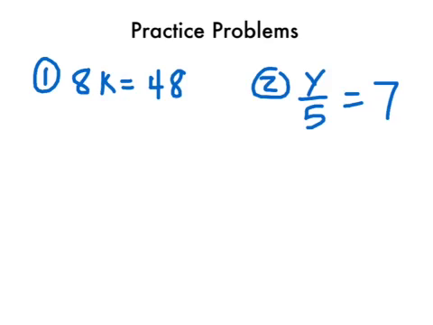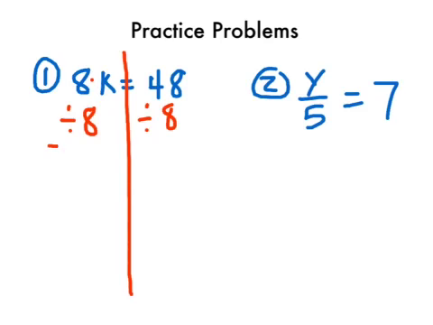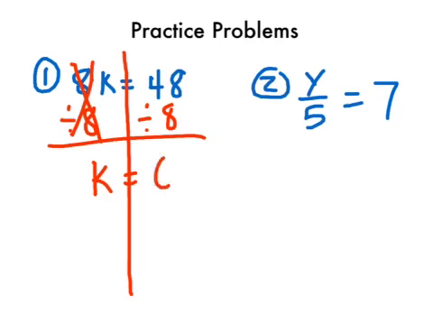Okay, so here we go. We're going to draw our line straight down. You're multiplying here. 8 times k equals 48. So you're going to do the opposite. Divide by 8. Divide by 8. That cancels this 8 out. That's over by the k. It leaves you with just k on one side of the equal sign. Then we're dividing 48 by 8, and you're going to get 6. K equals 6.